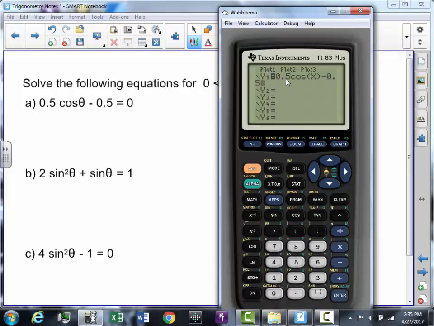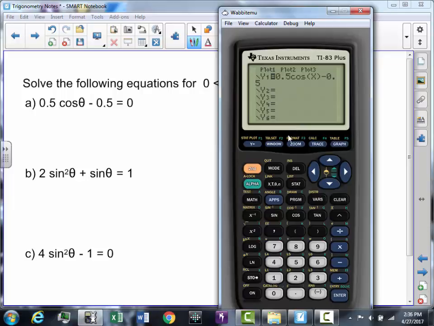What does this 0.5 in front of it do to the graph? Good job, yeah. Squishes it down. And then what does the ending 0.5 do to the graph? So it's been squished down, and then it's also been slid down.